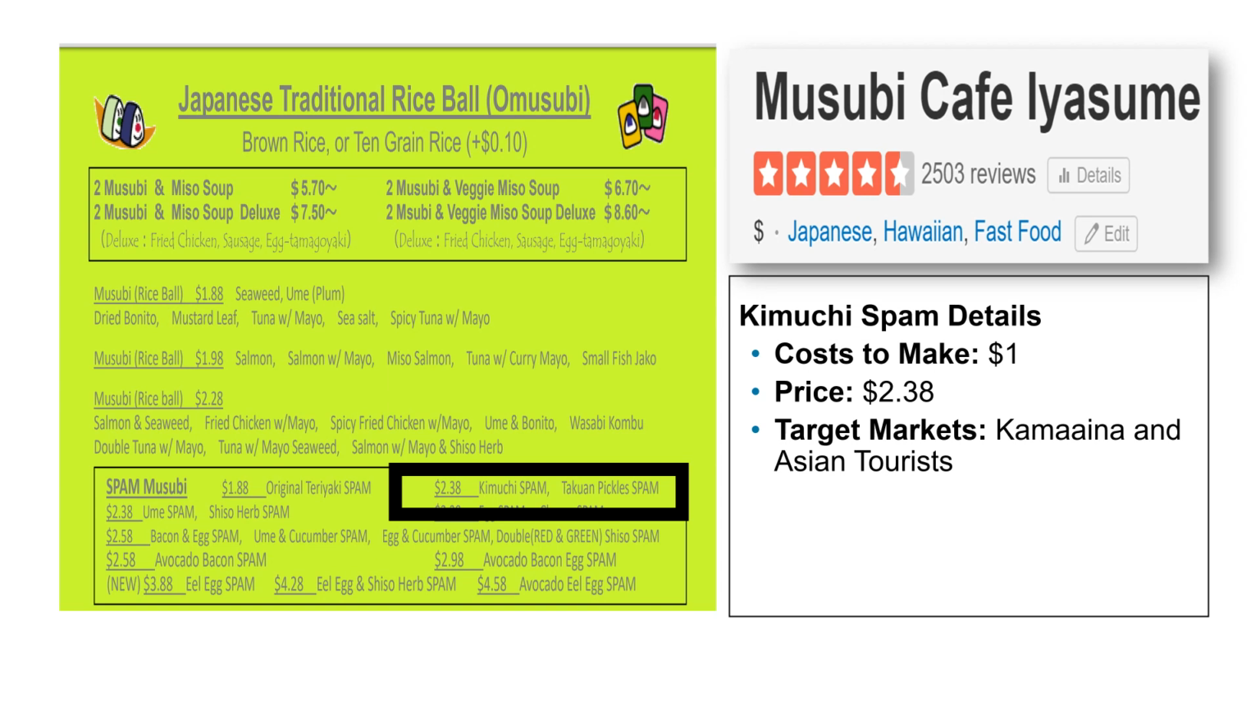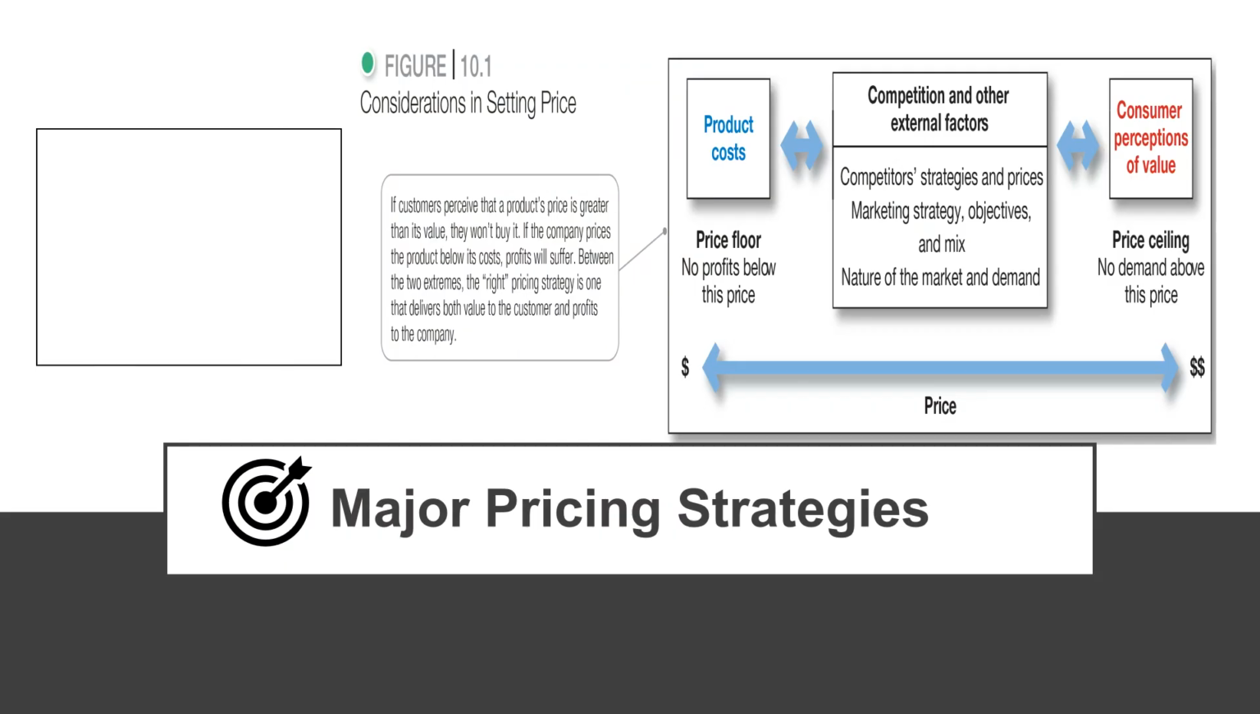So let's just assume that it takes them about $1 to make the Kimuchi Spam Musubi. They price it at $2.38, and their target markets are both the Asian tourist as well as the Kama'aina. So let's take a deeper dive into how they potentially set the pricing. There are several ways to do this, and you'll need to really understand this specific matrix here because it has a lot of the answers for some of the exams and quizzes.